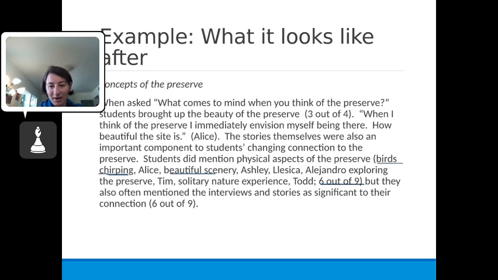6 out of 9, right? I state how many. But they also mentioned the interviews and stories as significant to their connection, 6 out of 9, right? So I'm citing the numbers of students, and I'm giving some examples of things that they said, and I'm talking about the two categories that emerged from this coding of these surveys.